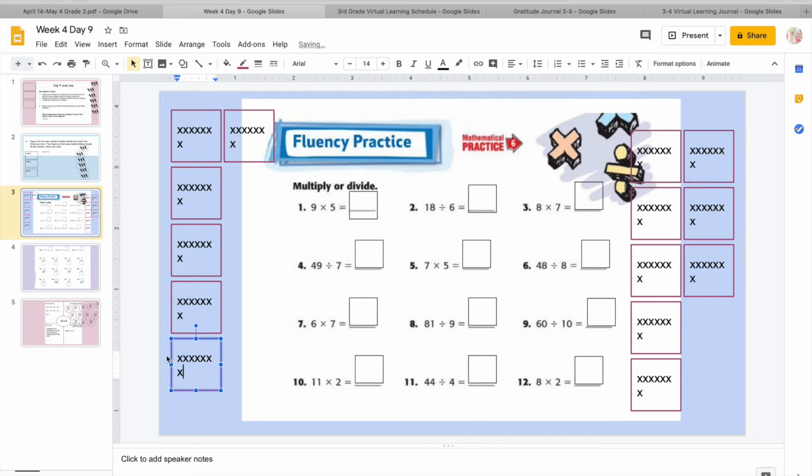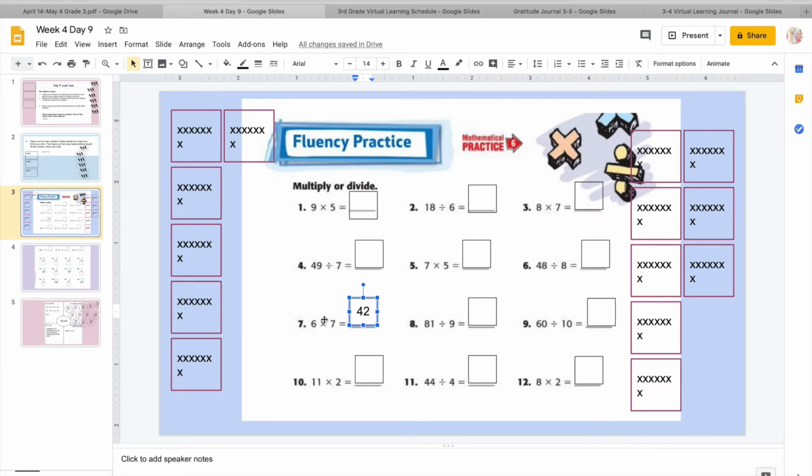So what I'm going to do is I'm going to add these all up. So you can do groups or you could do repeated addition. So I know I have 7, 8, 9, 10, 11, 12, 13, 14, 15, 16, 17, 18, 19, 20, 21, 22, 23, 24, 25, 26, 27, 28, 29, 30, 31, 32, 33, 34, 35, 36, 37, 38, 39, 40, 41, 42. So I know 6 times 7 is 42.